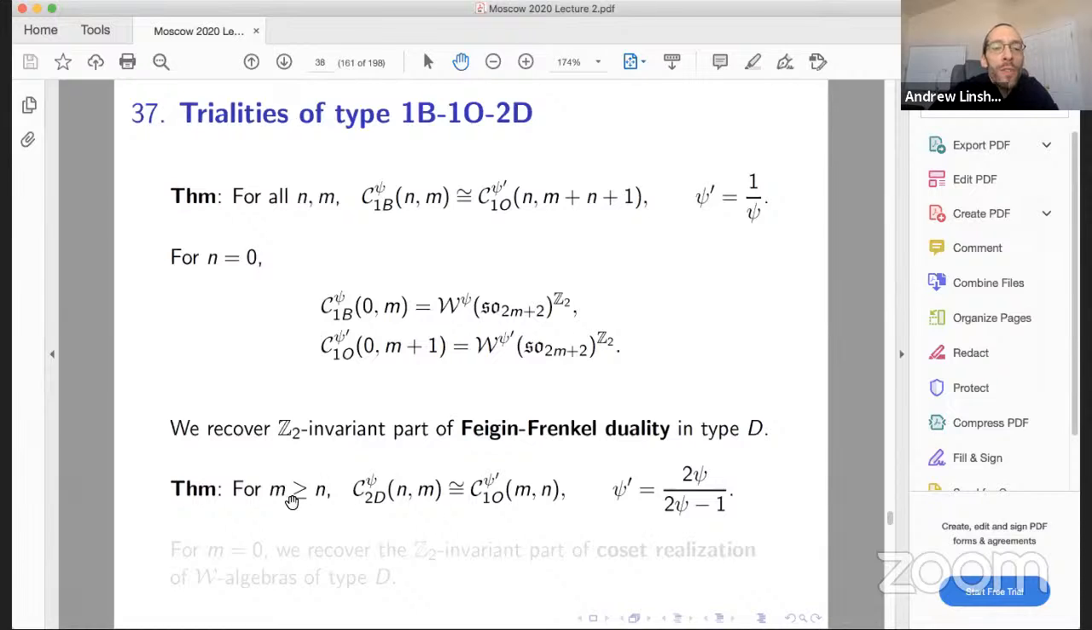No, I got this backwards, sorry. No, for 1O, the second coordinate should be bigger in this triality. So this should be n is bigger. This 2D with m smaller is the one which fits into this triality.